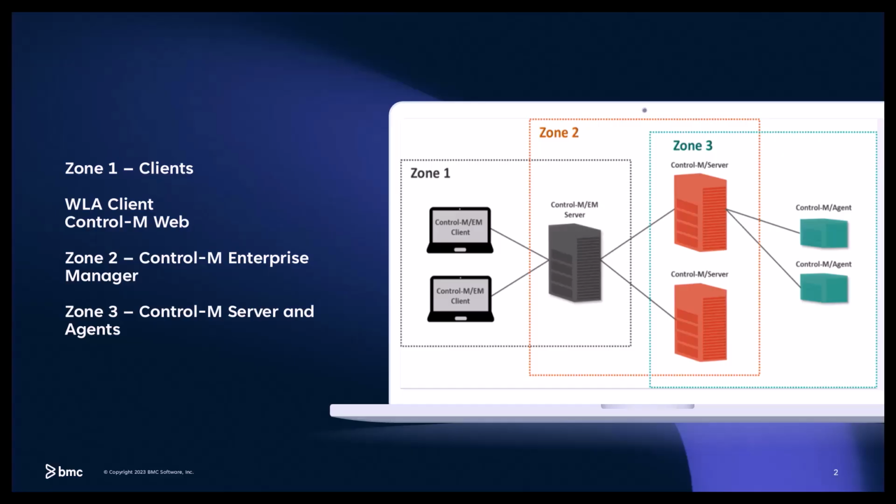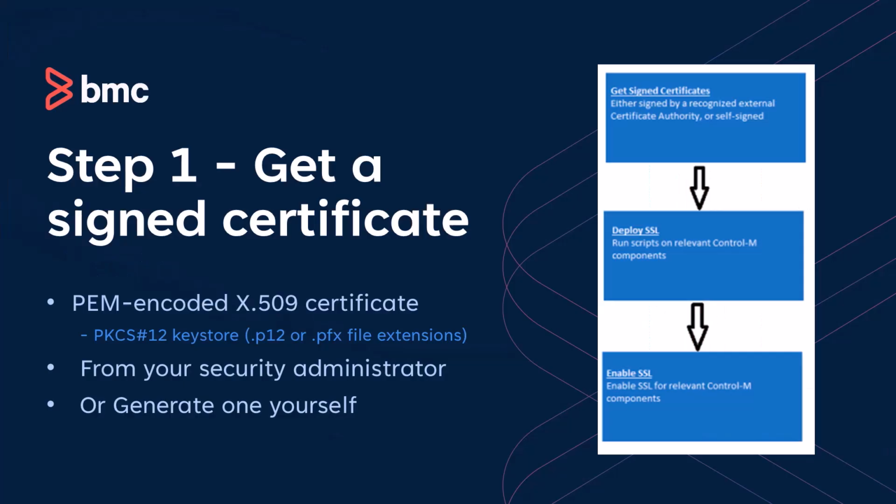To set up SSL in Control-M, you'll follow three main steps: get signed certificates, deploy the SSL, enable SSL. Let's go through each one of these steps so you can understand what they involve. Step 1. Get signed certificates. Every secure setup starts with certificates. Control-M supports the PEM encoded X.509 certificates, which is the standard format used across most systems.